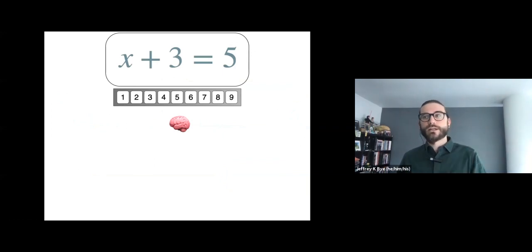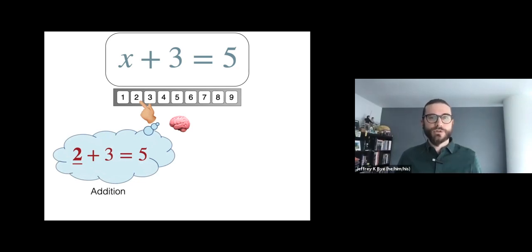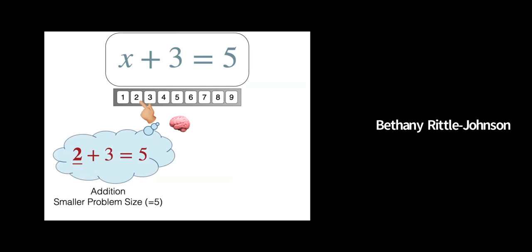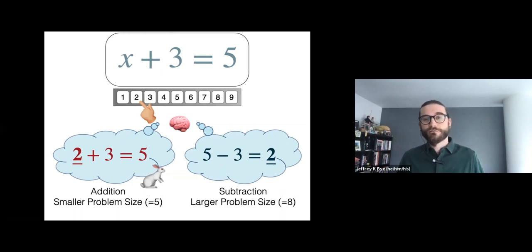If you are answering a problem like this, you see x plus 3 equals 5, and you answer 2. If you're thinking 2 plus 3 equals 5, that's an addition problem. It has a smaller problem size, so you should be relatively fast. If you're thinking 5 minus 3 equals 2, that's a subtraction problem. It has a larger problem size and involves an extra step, so you should be a little bit slower. And if we measure your response time on these types of problems, we may be able to decode your strategy here.